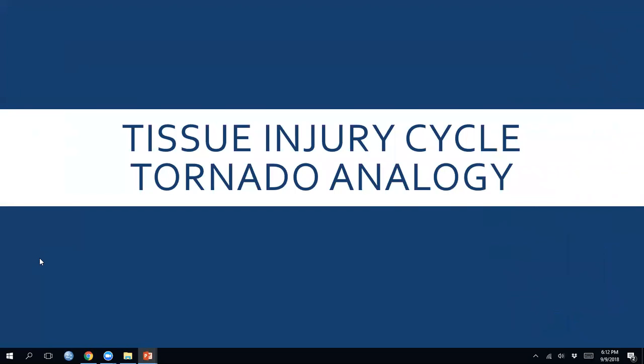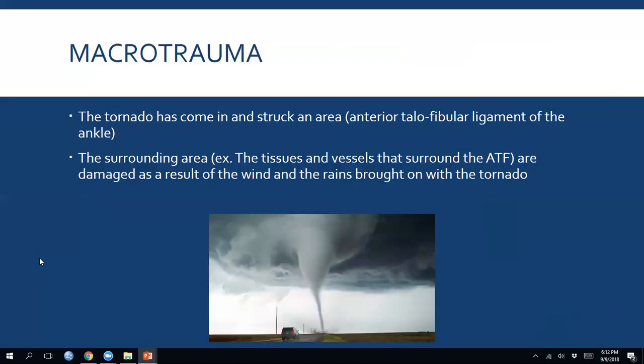So I like to use analogies, and here's kind of where we're going to go with the tissue injury cycle. So that macro trauma has occurred, and we know that this can be correlated to the idea that a tornado has come into the area, like the anterior talofibular ligament. We know that the tornado is going to go through, it's going to hit a specific small area of places, but that doesn't mean that everything else around it isn't damaged because of wind and rain that comes with the tornado. So the idea that maybe we only sprained the anterior talofibular ligament, but there's going to be damage surrounding it also.